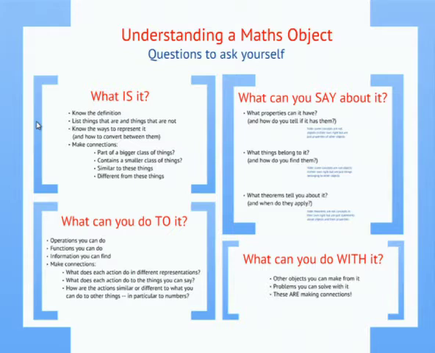So we need to ask ourselves, what is it? What can we say about it? What can I do to it? And what can I do with it? And really with trig functions, there are only a small number of things that were under those headings. So the what is it is really what the definitions of what the functions are. And included in that is trying to understand the fact that we're using radians to define them.